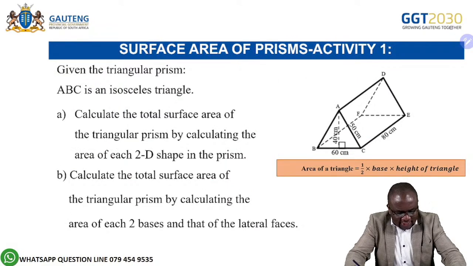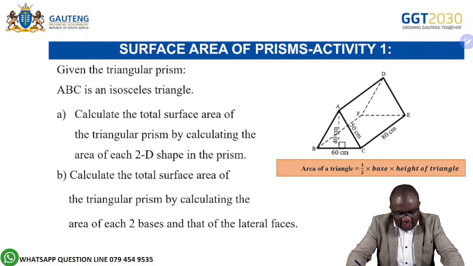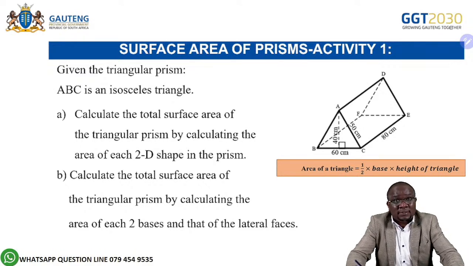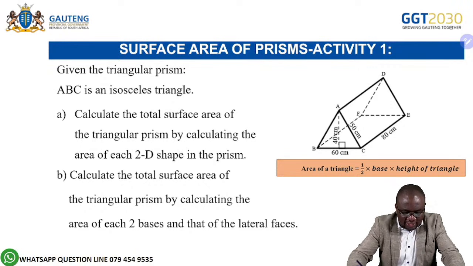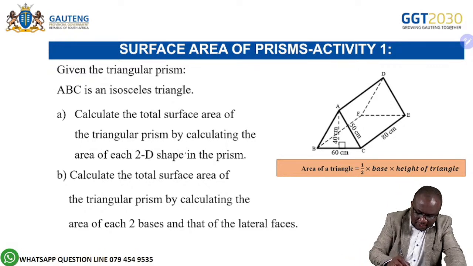Now, let's find the area given the triangular prism ABC, which is an isosceles triangle. Okay, we know an isosceles triangle, right? You have two sides that are equal, so it means AC and AB are equal, isn't it? Calculate the total surface area of the triangular prism by calculating the area of the 2D shapes in the prism.